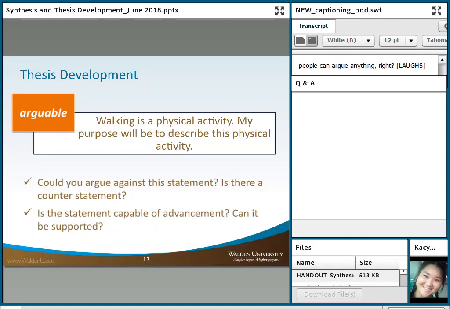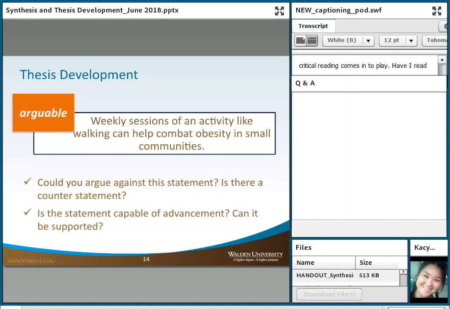And so as I'm writing this and I look at this thesis, I might be asking myself, can I argue against this statement? Is there a counter statement? Or is there a worthwhile counter statement? Because people can argue with anything, right? But we want to think about, is there something reasonable? Is there an interesting discussion to be had here? Is the statement capable of advancement? Can it be supported? And again, this is where that critical reading comes into play. Have I read interesting articles or have I read other interesting comments about this thesis?